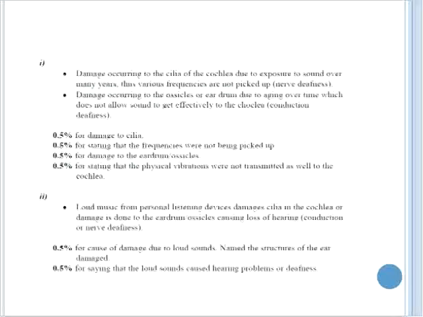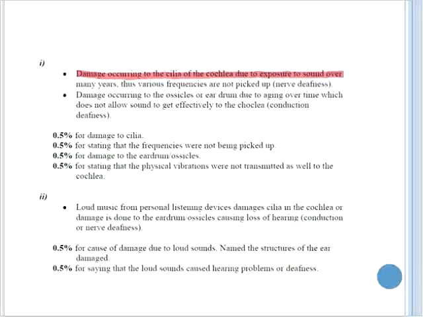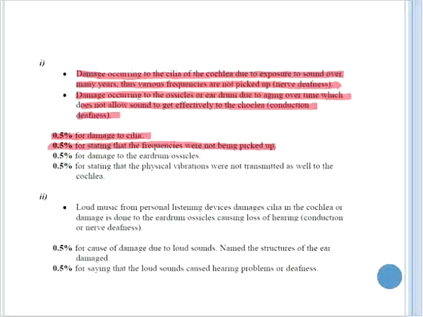The expectation for the markers for this year's question will be as follows. Firstly, for part 1, damage occurring to the cilia of the cochlea due to exposure to sound over many years. Thus, various frequencies are not picked up, causing nerve deafness in the older adult. Or damage occurring to the ossicles or eardrum due to aging over time, which doesn't allow sound to get to the cochlea, causing conduction deafness. The marking scheme would have provided a 0.5 mark for damage to the cilia, another 0.5 for saying that the frequencies weren't being picked up, a 0.5 for damage to the eardrum or ossicles, and a further 0.5 for stating that the physical vibrations were not transmitted as well to the cochlea.